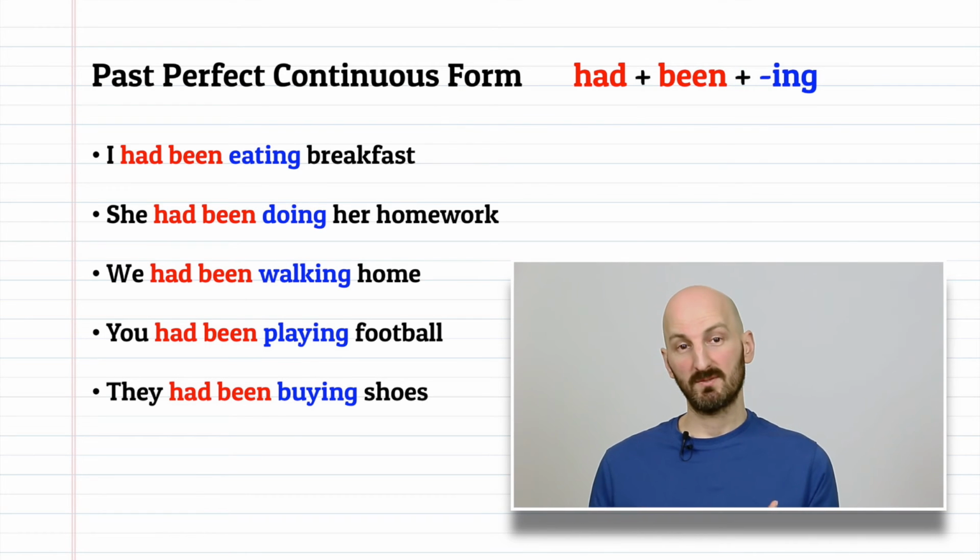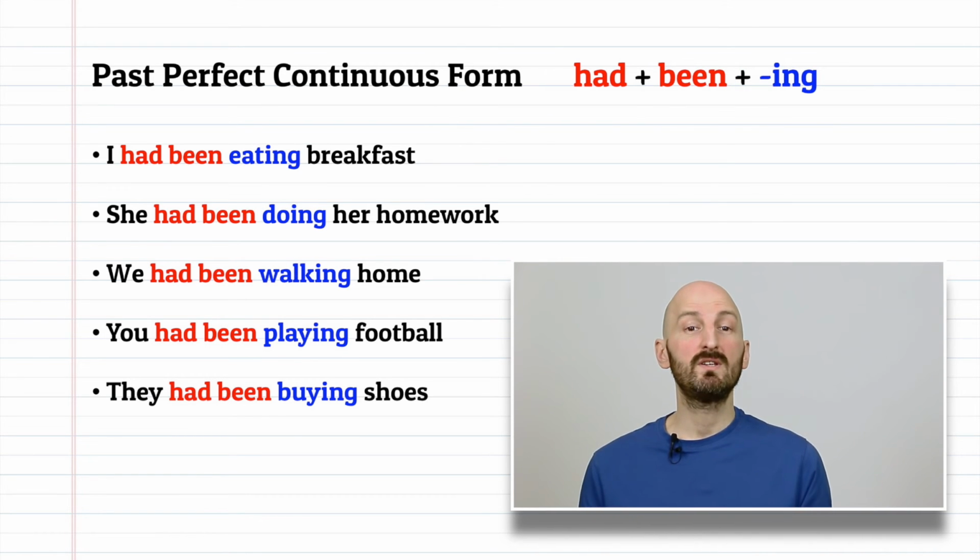Now, when talking about past perfect continuous actions, we always use had plus been plus ing. Again, the good news is the form stays the same for every subject. So in the sentence, I had been eating breakfast. I is the subject, had is the auxiliary verb have, been is the auxiliary verb be, eating is the ing form of eat, and breakfast again is the object. Some other examples here are you had been playing football and they had been buying shoes.